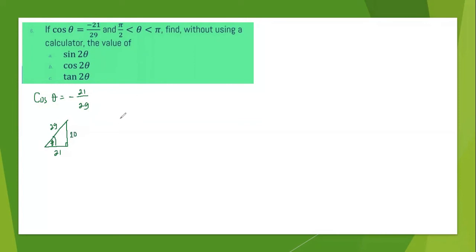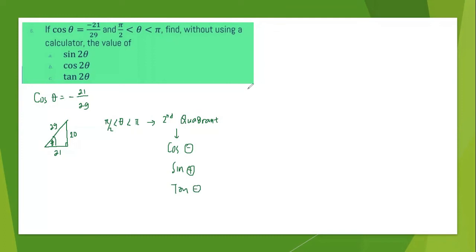Okay, the information is theta between pi over 2 and pi. So the quadrant is the second quadrant, right? Is it correct that cosine theta lies in the second quadrant, negative? Correct. For the second quadrant, cosine is negative. What about sine? Positive. What about tangent? Negative. That's the information. Now we are going to answer the question.